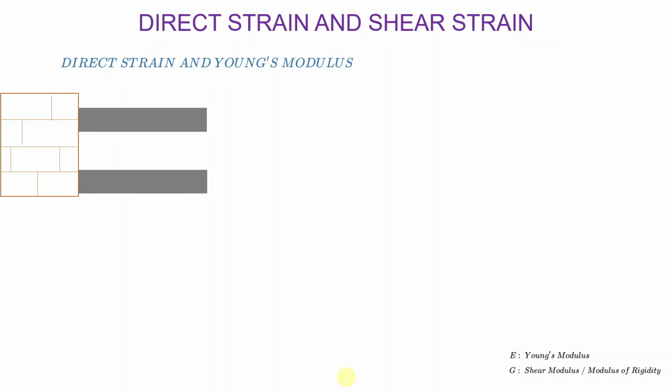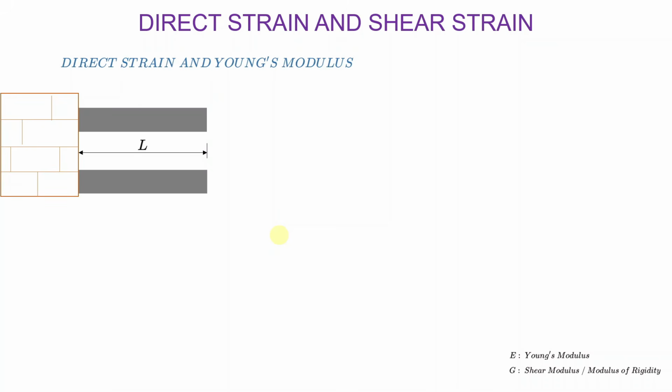Now, let us speak about direct strain and shear strain. First, we will speak about the direct strain and its connection to the Young's modulus. Let's say you have these two bars. You can see the bar on top and the bar at the bottom, and these bars have been planted inside of a wall. And the length of the bars is M.